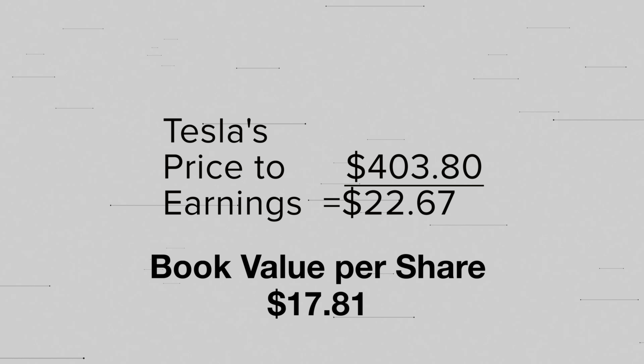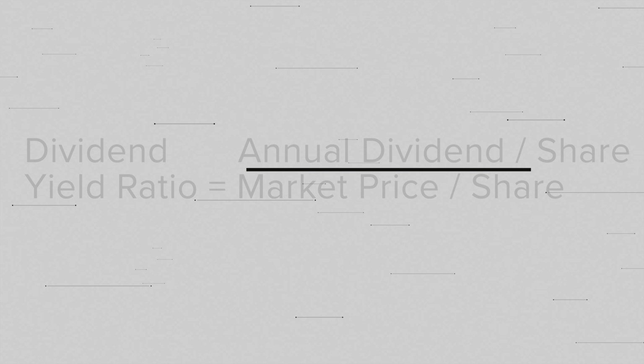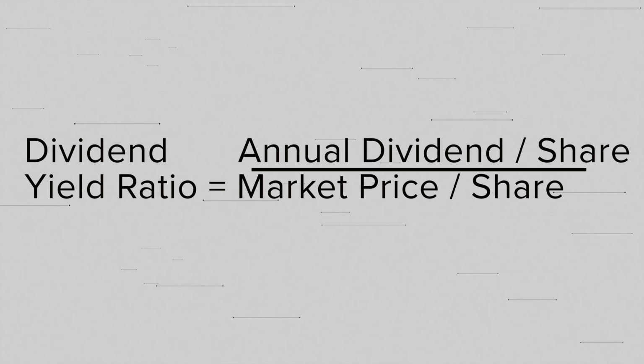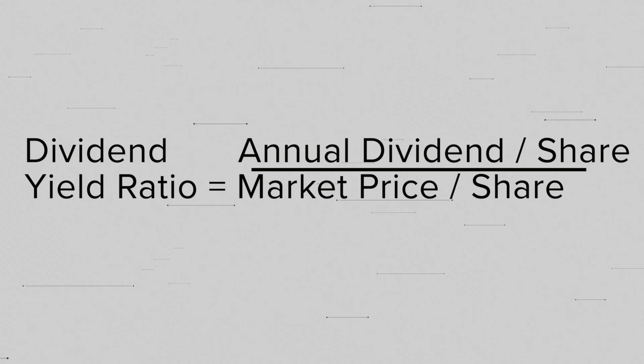Next up, we have our dividend yield ratio, and this is annual dividend per share divided by market price per share times 100. Income investors love this one. It tells you how much cash return you'll get for every dollar invested in the stock. Unfortunately, Tesla doesn't pay a dividend as they're considered a growth stock at this time, but this one might apply to something like GE or Verizon, for instance.